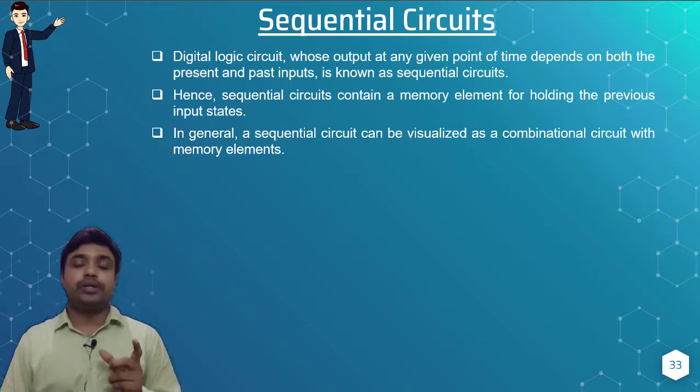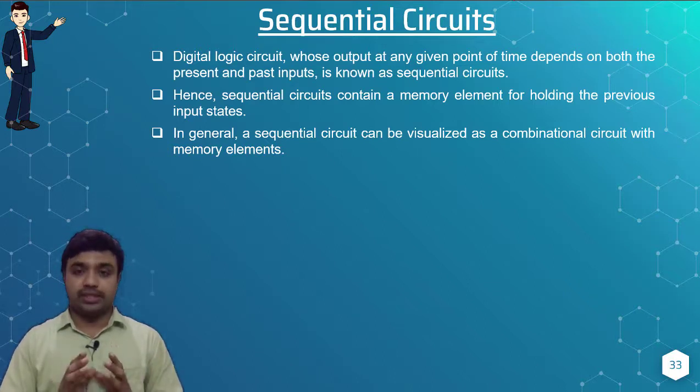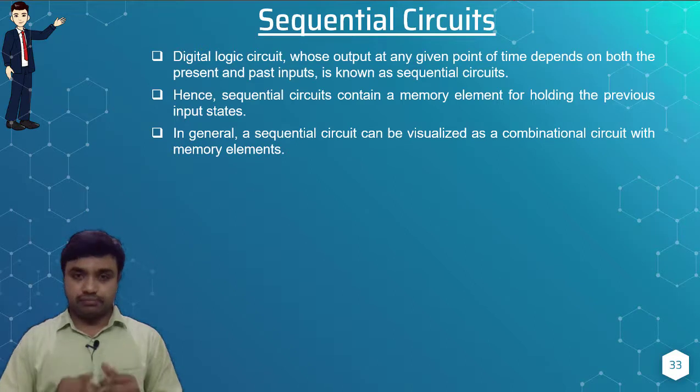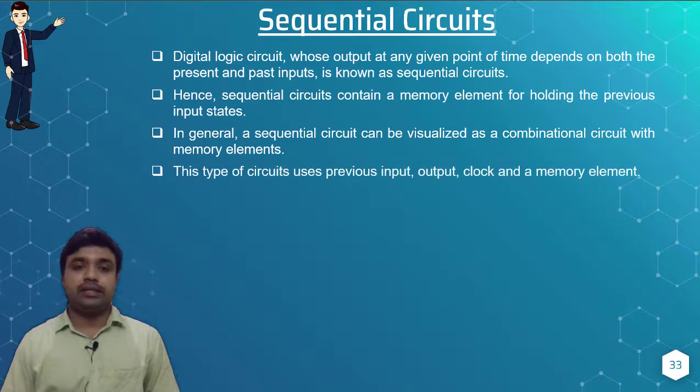In general, a sequential circuit can be visualized as a combinational circuit with memory elements. So how it deals with the past inputs is that your past inputs are stored inside some memory elements or registers. It will make use of the past input from the register circuit. This type of circuit uses previous input, output, clock, and a memory element. So in addition to the combinational circuit operation, a sequential circuit is going to have memory as one of its components.